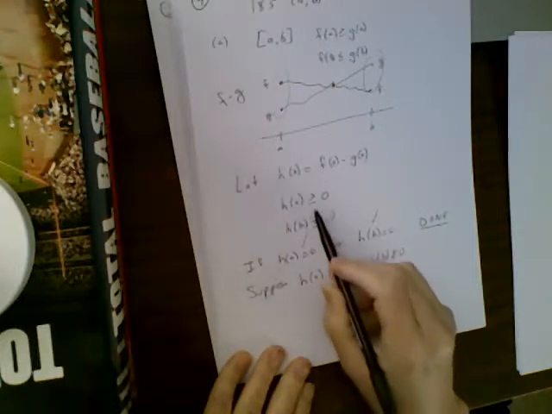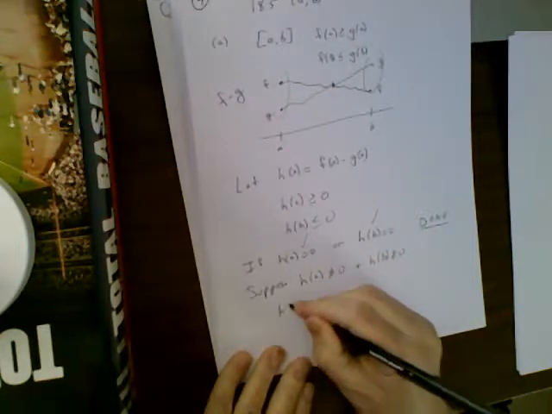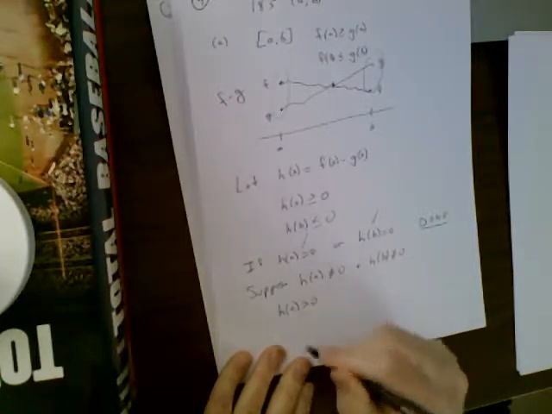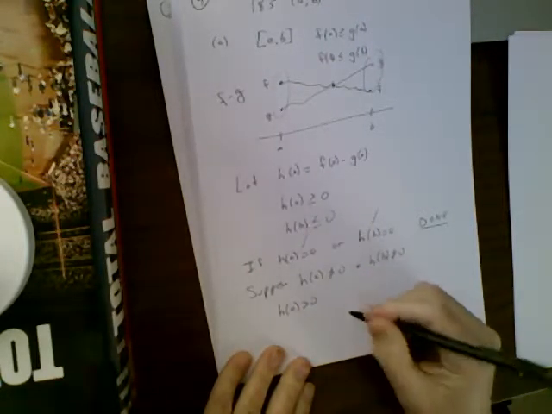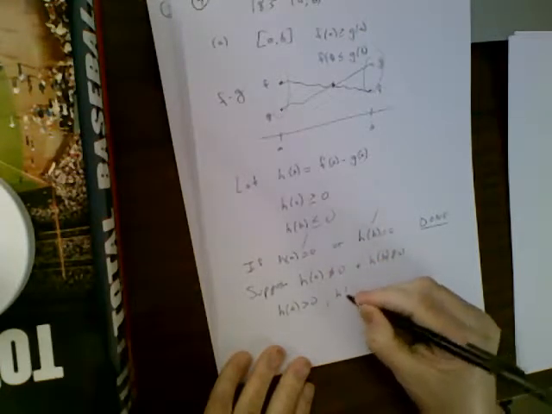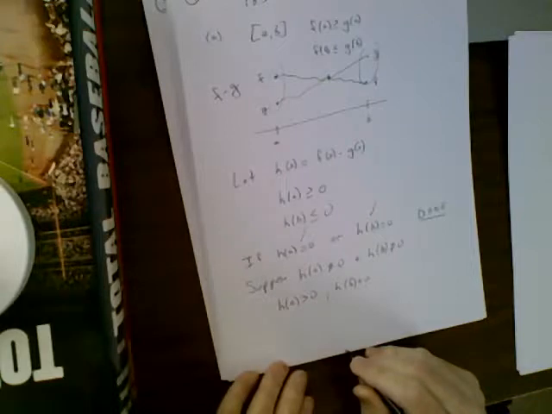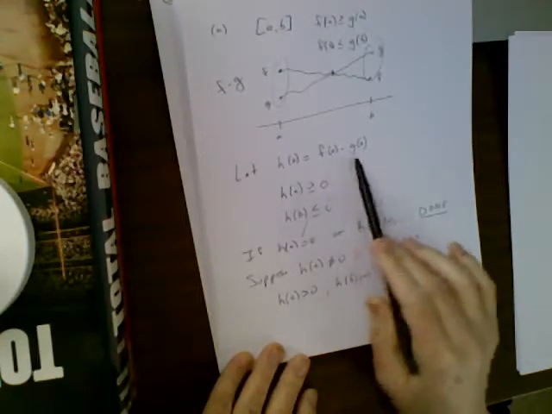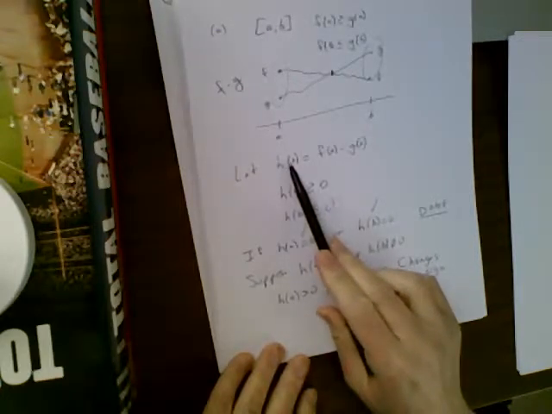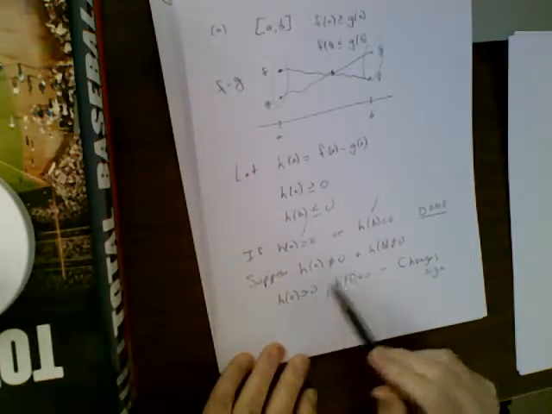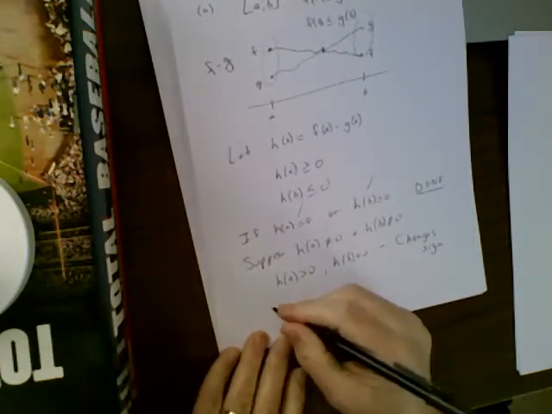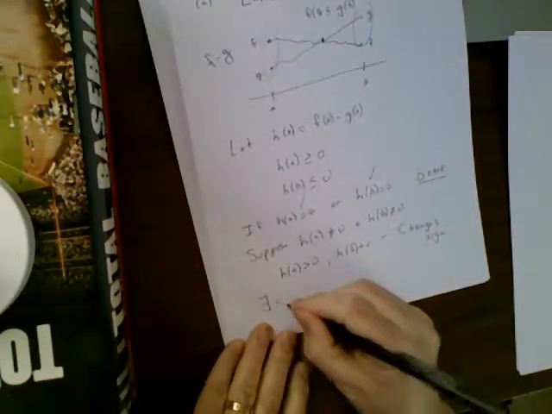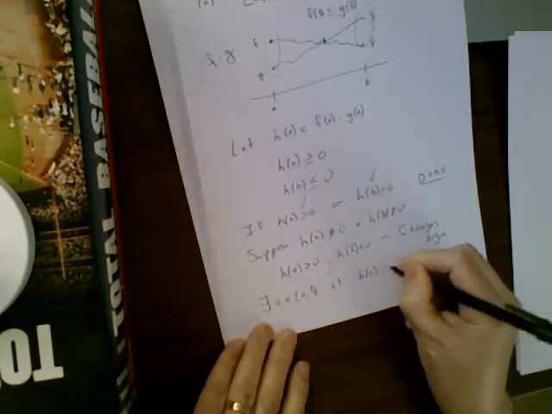Well, that means that if h of a isn't 0, h of a is positive. If h of b isn't 0, that means h of b is negative. That means that h changes sign. And h is the difference of two continuous functions, so h is continuous. So here you have a continuous function that goes from positive to negative. So the intermediate value theorem says there exists, I'll call it c, some c in the open interval such that h of c is equal to 0.